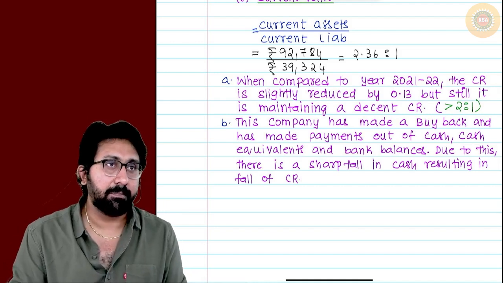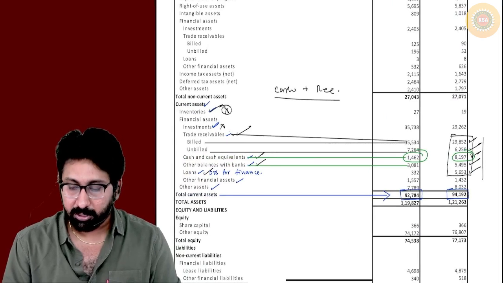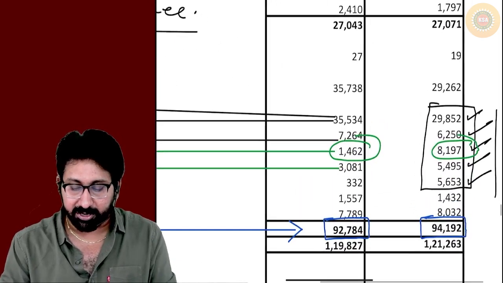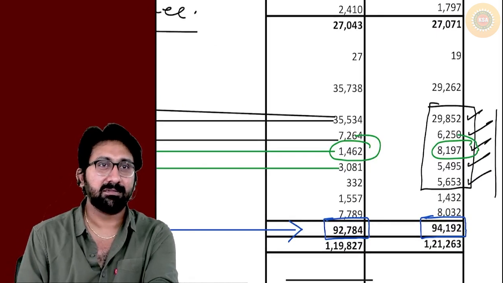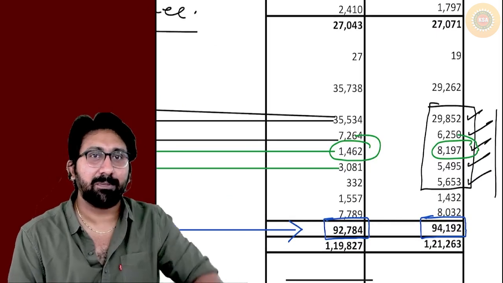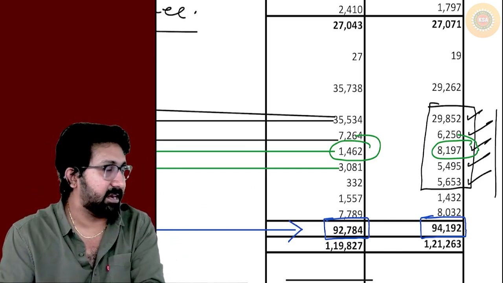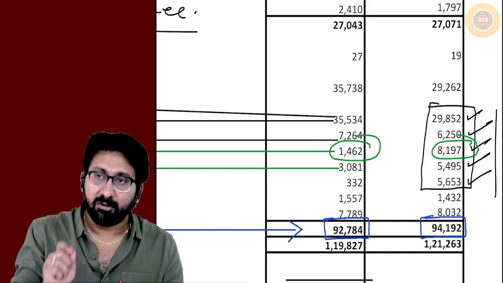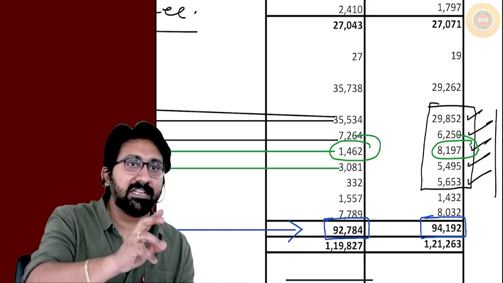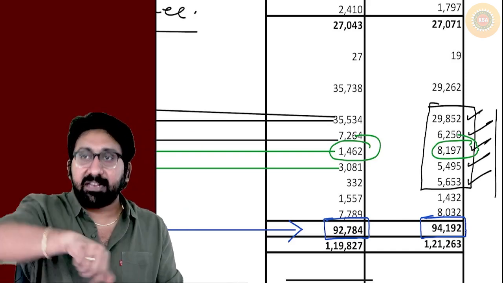Shall I tell you what is a bad doubt here? Sir, buyback 14,000 crores, but here the difference is not 14,000 crores. Please, sir, this is the closing balance. During the year they will go for the buyback, and cash is all adjusted again. We have the cash balances here, 8197, 1462. These are all balances at the end of the year. Payments will be made during the year for the buyback.